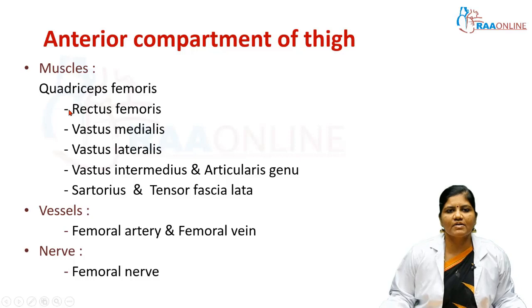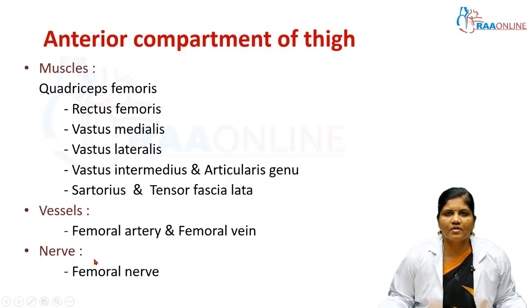In this compartment, the muscles are quadriceps femoris. Quadriceps means there are four muscles: rectus femoris, vastus medialis, vastus lateralis and vastus intermedius, and its detached part is considered as articularis genu. Two more muscles are located in front of thigh: sartorius and tensor fascia lata. The vessels are the femoral artery and its branches, and the femoral vein and its tributaries. The nerve of this compartment is the femoral nerve.